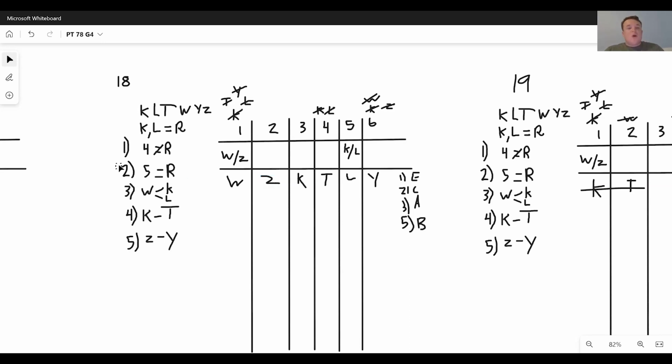So rule 1 says 4 cannot be K or L. So I'm going to look through each answer choice, A, B, C, D, and E, and try to eliminate them if they have a K or L in that 4th spot. So for example, for the first rule, we see that in E, we see L is 4th, so we can eliminate E.